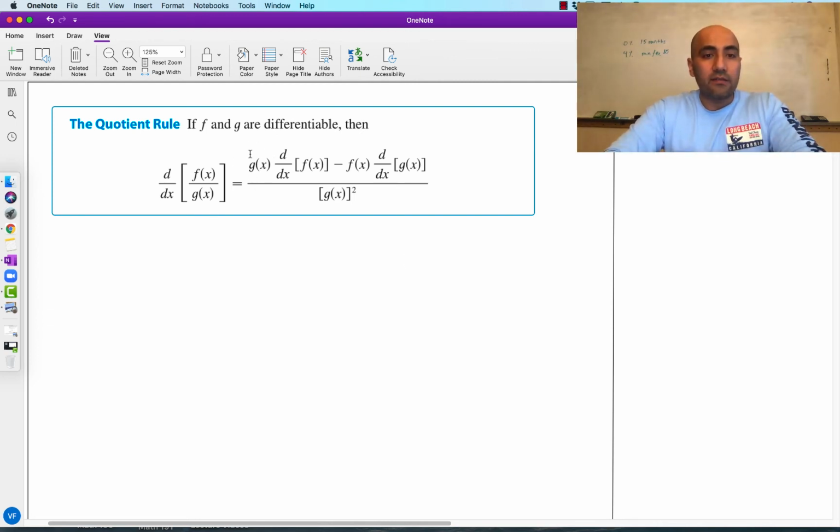In the numerator, we're going to start off with the g of x, the one in the bottom. So it's bottom times the derivative of the top, minus top times the derivative of the bottom. I know I'm using top and bottom, but I think you know what I mean. Numerator, denominator, all over the denominator squared.